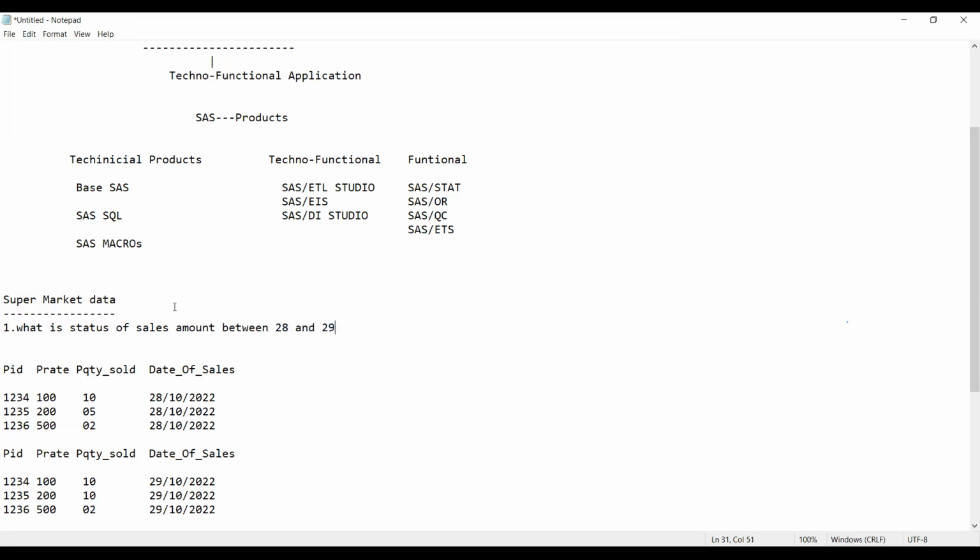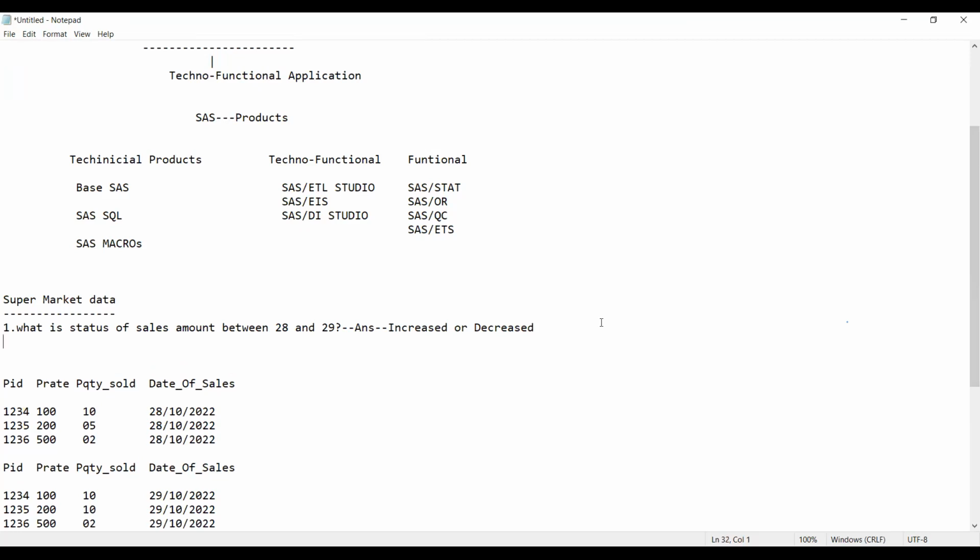The question here is the difference between the 28th and 29th sales. Tell me now, guys, what they wanted to know. They wanted to know whether the sales have increased or decreased between these two dates. Am I right, guys? That is the first one.